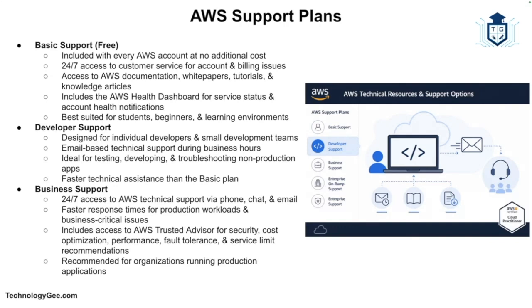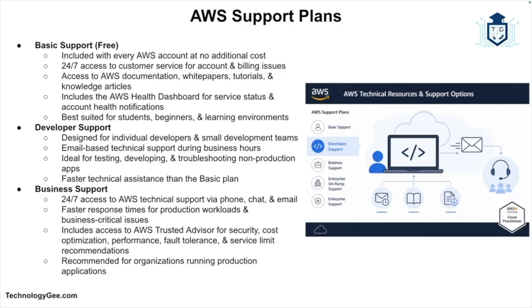All right, now let's talk about something critical, and that is support plans, because sometimes Googling isn't enough. AWS offers several support tiers, and the first one is your Basic Support tier, which is free, and it offers 24/7 customer service, access to documentation and white papers, and the AWS Health Dashboard. This is what most beginners start with. Then you have Developer Support, which is best for developers who are testing applications.